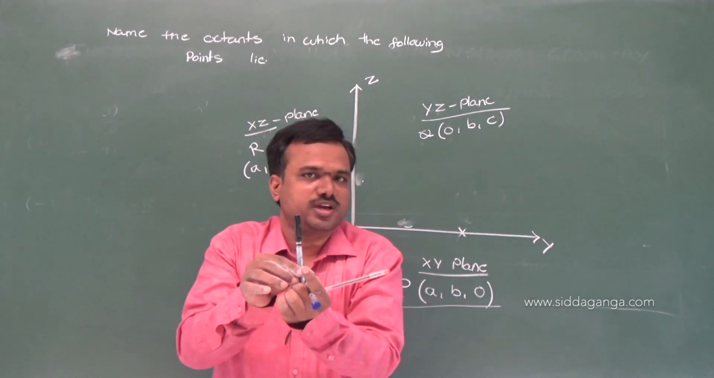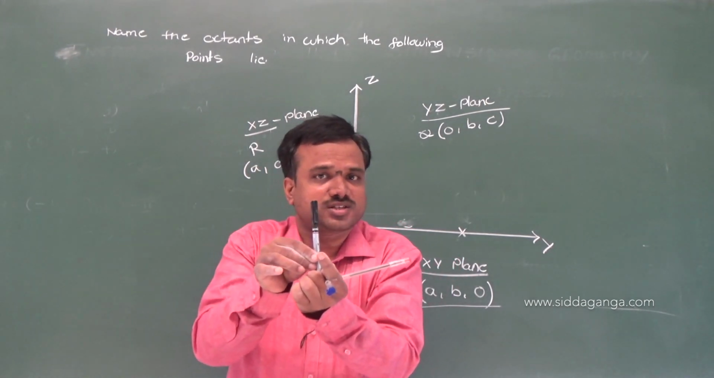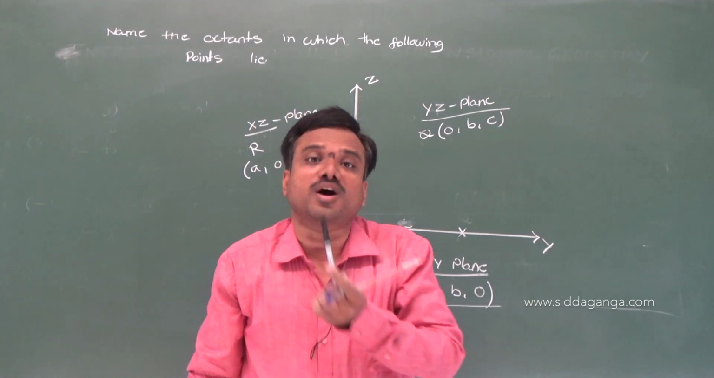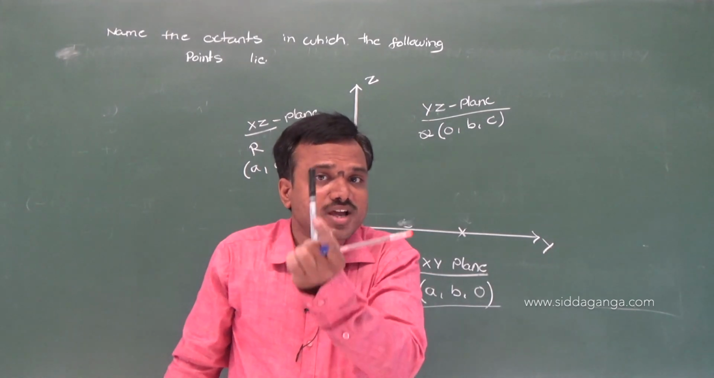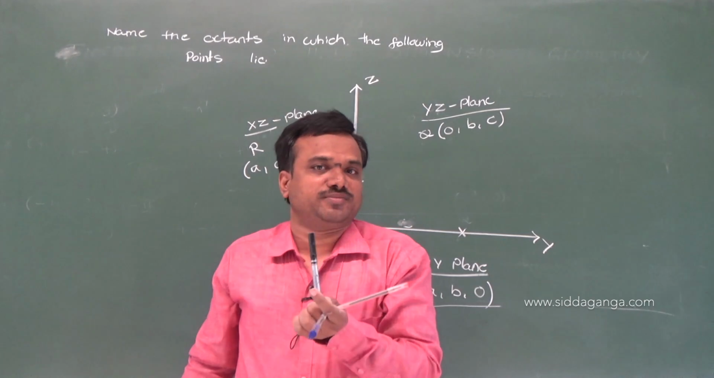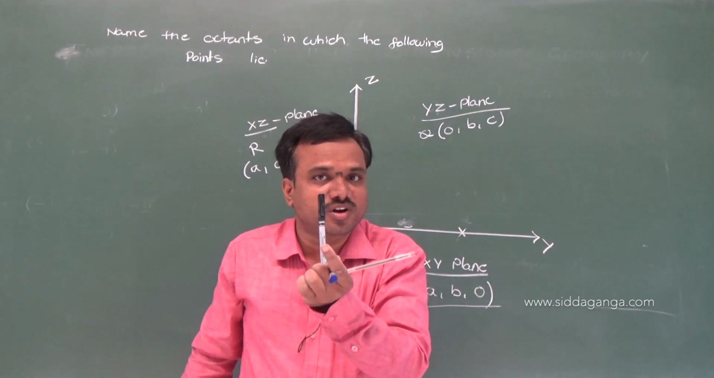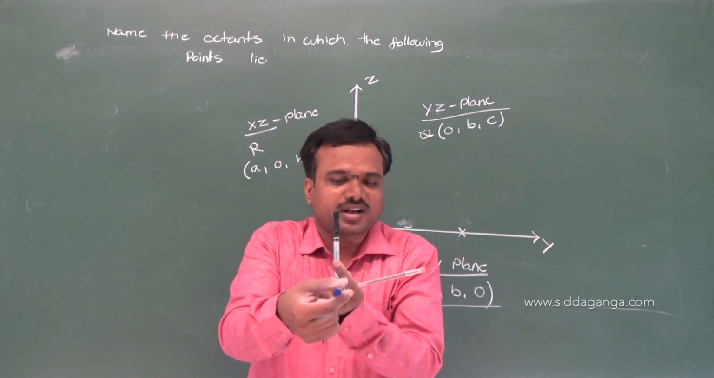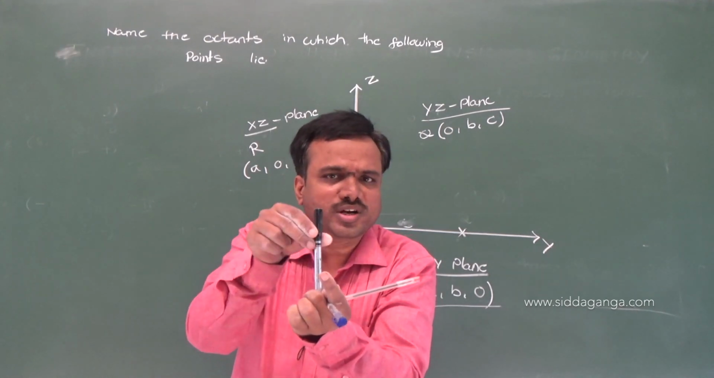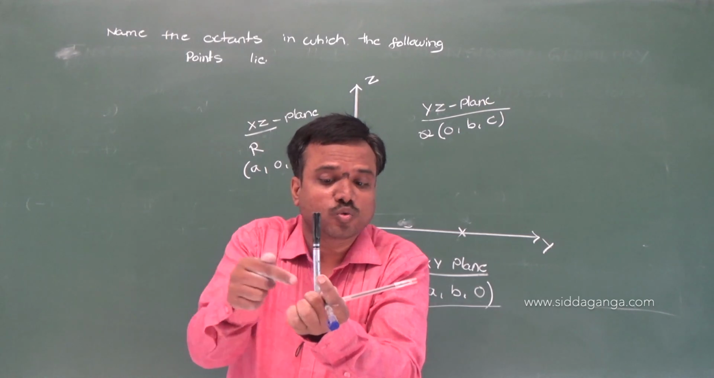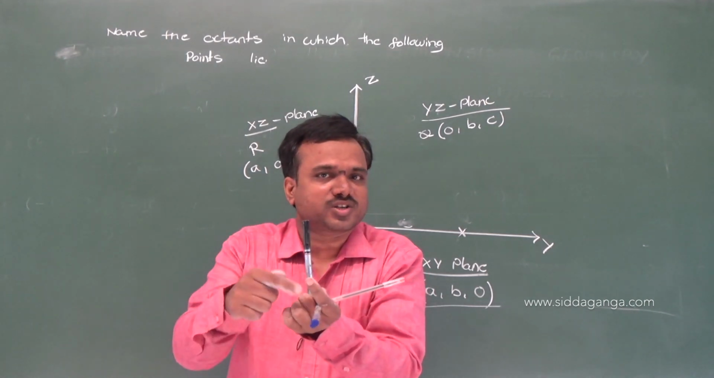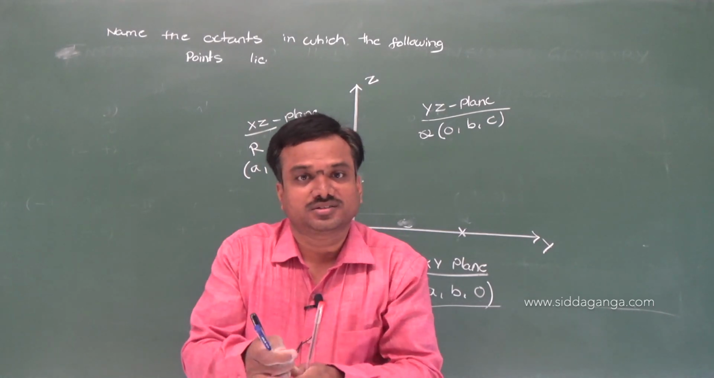The next topic: the coordinate planes in space divide it into 8 equal parts. Each part we call an octant. So the octant containing the edges OX, OY, OZ is called the XOYZ octant. Correct? Thank you.